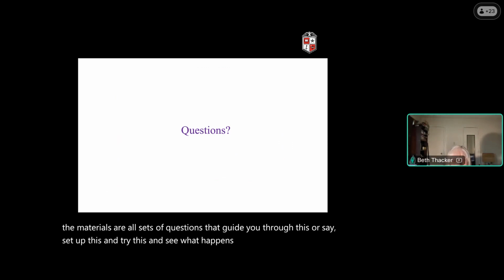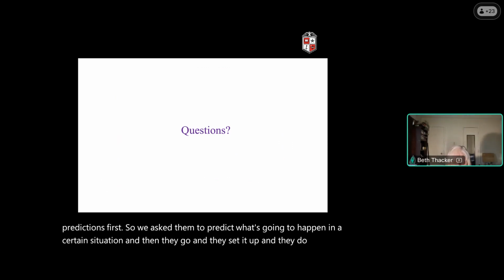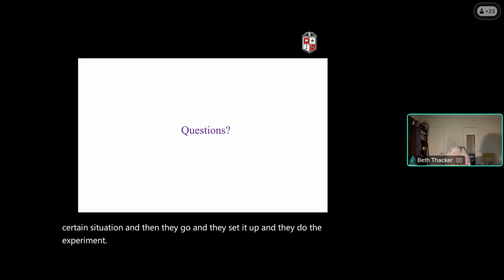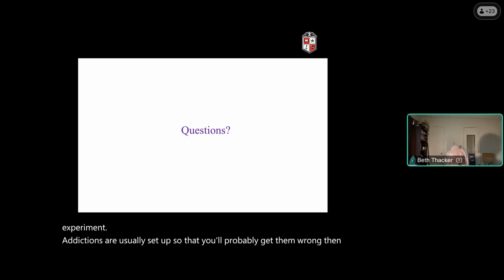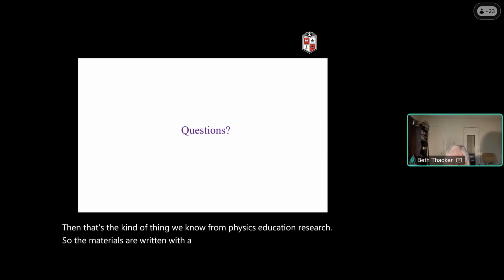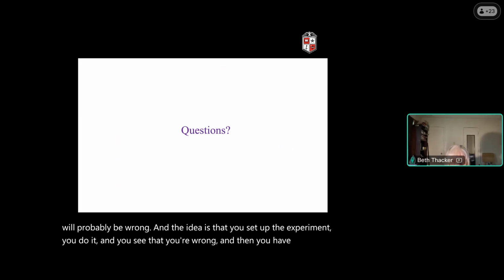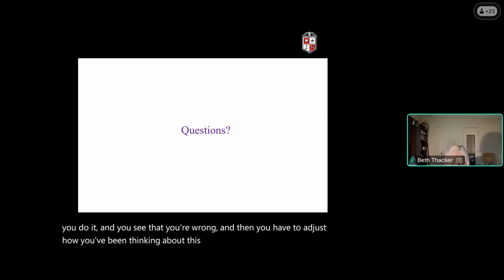happens. Or a lot of the materials are predictions first. So we ask them to predict what's going to happen in a certain situation, and then they go and they set it up and they do the experiment. And the predictions are usually set up so that you'll probably get them wrong. That's the kind of thing we know from physics education research. So the materials are written with a lot of questions that your prediction will probably be wrong. And the idea is that you set up the experiment, you do it, and you see that you're wrong, and then you have to adjust how you've been thinking about this and come up with something new in your brain, a new model in your head about how this is trying to work.